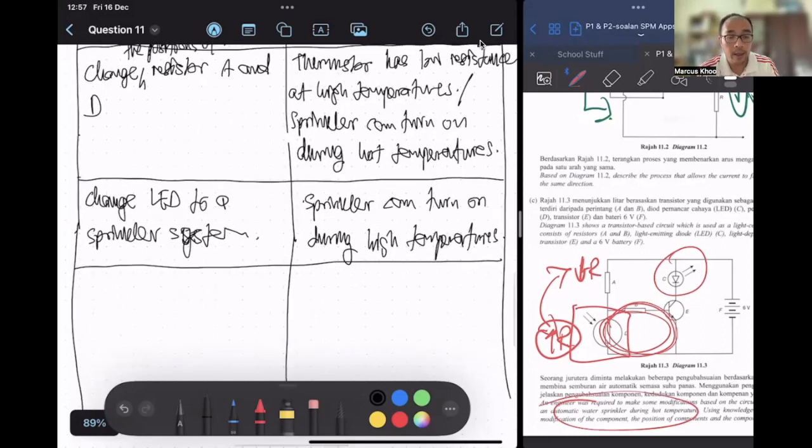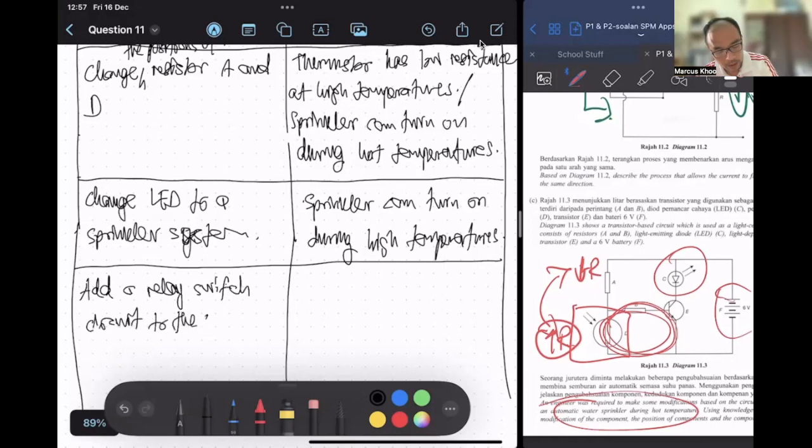And then, because we're talking about a sprinkler system, a system is very different from an LED. LED is just one light. And usually when we have a system like a fire alarm system or a sprinkler system, it requires more than just 6 volts. And so you need to add what we call a relay switch circuit. Okay, add a relay switch circuit to the sprinkler system.